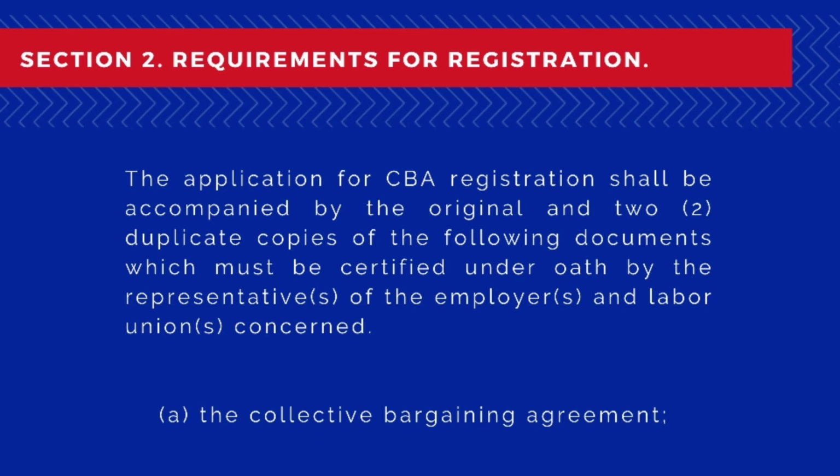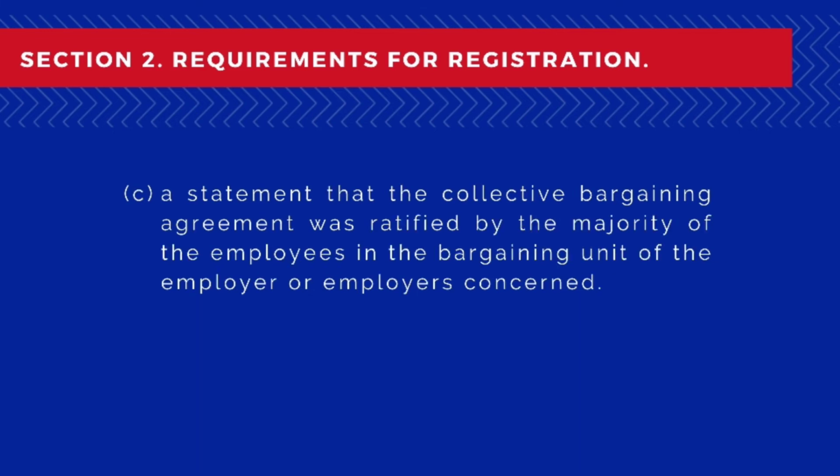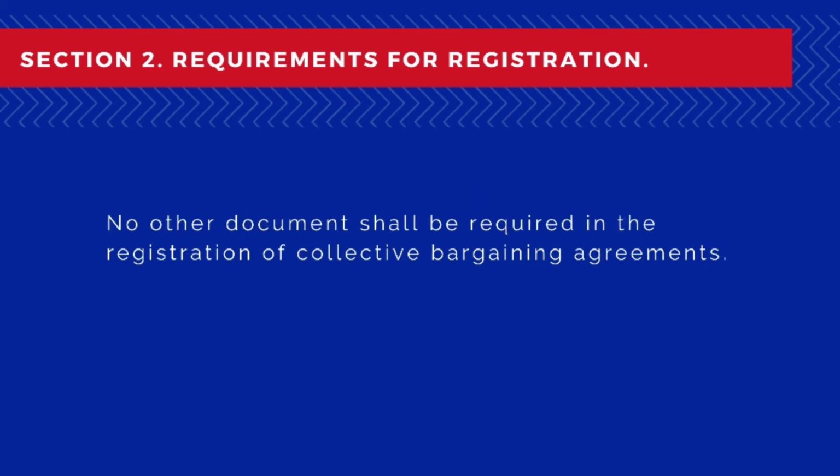Section 2. Requirements for registration. The application for CBA registration shall be accompanied by the original and 2 duplicate copies of the following documents, which must be certified under oath by the representative or representatives of the employer, or employers and labor union or unions concerned. A. The collective bargaining agreement. B. A statement that the collective bargaining agreement was posted in at least 2 conspicuous places in the establishment, or establishments concerned for at least 5 days before its ratification, and C. A statement that the collective bargaining agreement was ratified by the majority of the employees in the bargaining unit of the employer or employers concerned. No other document shall be required in the registration of collective bargaining agreements.